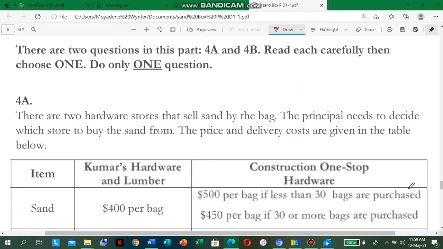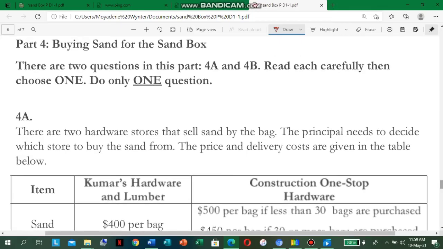So part 4, it says buying sand for the sandbox. Now, remember the hardware. You have to advise the principal which hardware to buy from, because you don't want the principal to buy from any hardware that is expensive. So we want to cut back on cost. All right. So part 4, buying sand for the sandbox.